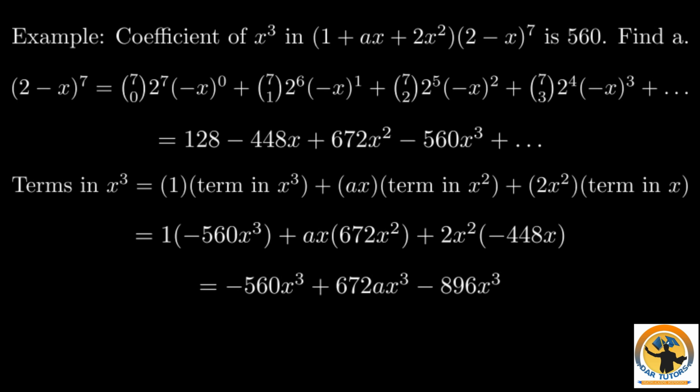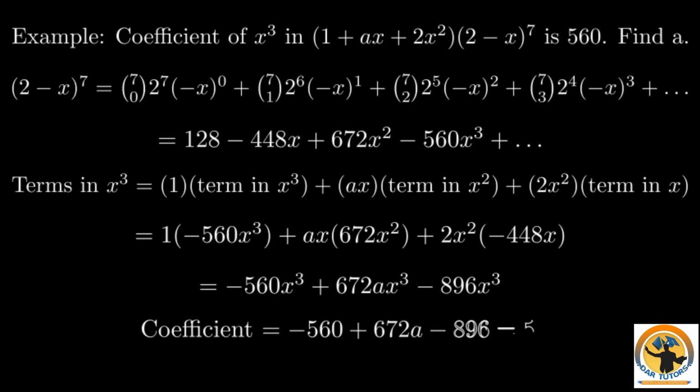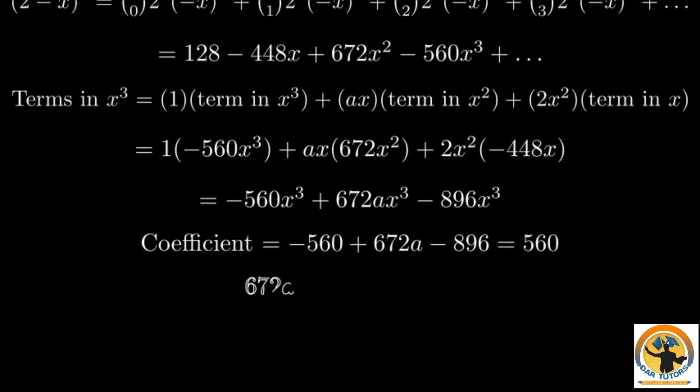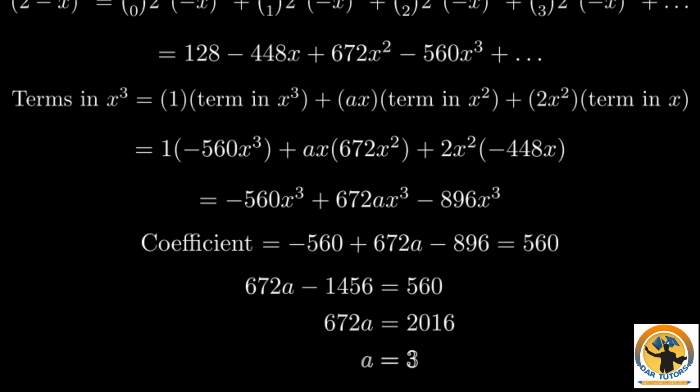The coefficient of x cubed is the sum of the coefficients of these terms. The coefficient is negative 560 plus 672a minus 896. We are given that this equals 560. Combining the constants, we get 672a minus 1456 equals 560. Adding 1456 to both sides gives 672a equals 2016. Dividing by 672, we find that a equals 3.